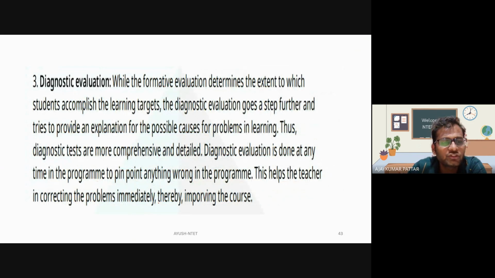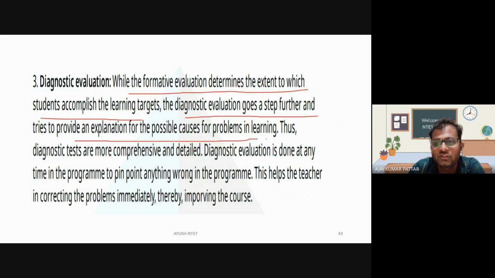Then diagnostic evaluation. While formative evaluation determines the extent to which students accomplish the learning target, diagnostic evaluation goes a step further and provides an explanation of possible causes of problems in learning. आपने formative evaluation कर दिया, उस पे बहुत सारे बच्चों का रिजल्ट एक सब्जेक्ट में एक कॉन्सेप्ट में नहीं आया, then you will go for the diagnostic evaluation. Why are the students not able to understand that particular concept or subject?